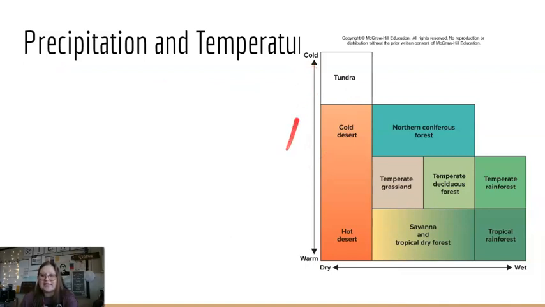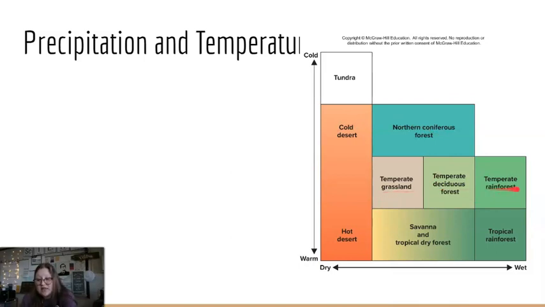So the colder it gets is going up this way, and our temperature's over here and our precipitation is down here. If it's really dry, it's going to be in this one. If it's really cold and doesn't get any precipitation, that's going to be tundra. If it's really hot and doesn't get a lot of precipitation, that would be desert. Now, if it's pretty warm and gets a lot of rain, that's a temperate rainforest, and if it's really hot, it's a tropical rainforest.